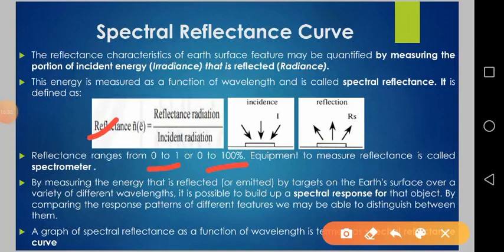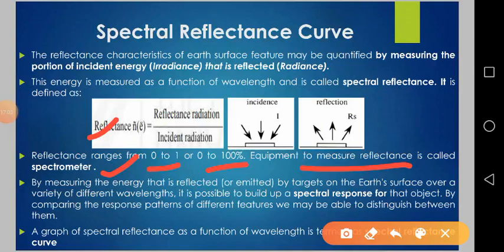Usually the equipment to measure this reflectance is called a spectrometer. By measuring the energy that is reflected or emitted by the target on the Earth's surface over a variety of different wavelengths, it is possible to create a spectral response for that particular object.